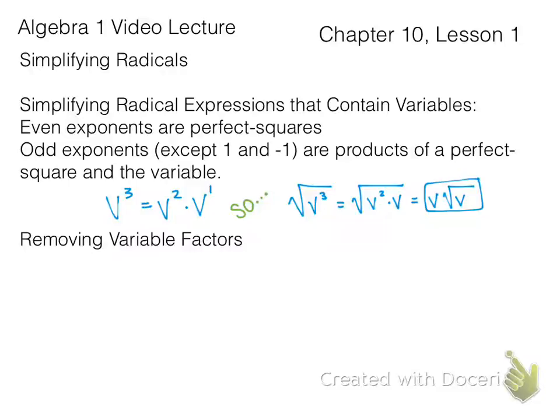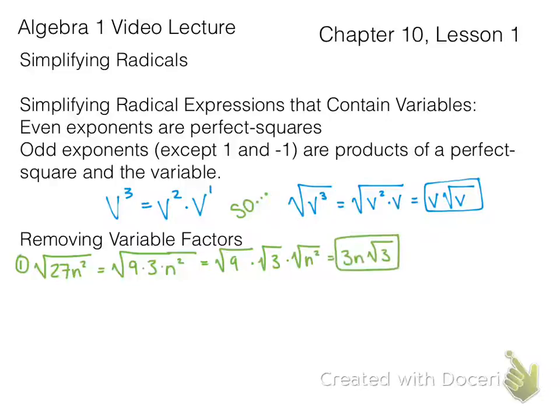All right, removing variable factors. So if I have the square root of 27n to the second, I can write that as the square root of 9 times 3 times n to the second. Well, I can pull out the square root of 9, which is 3, and the square root of n to the second, which is just n, and I get 3n times the square root of 3. Ta-da!